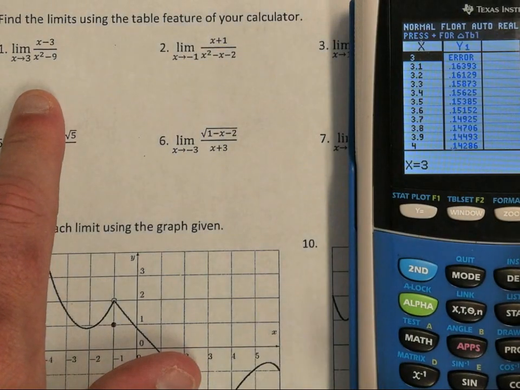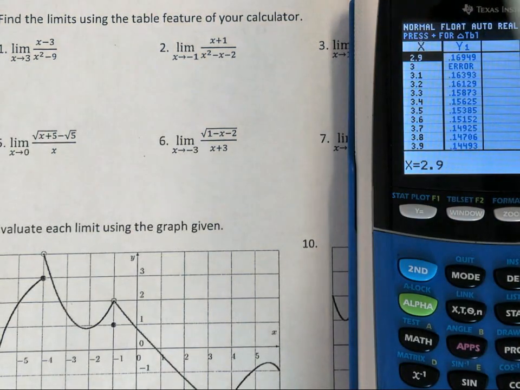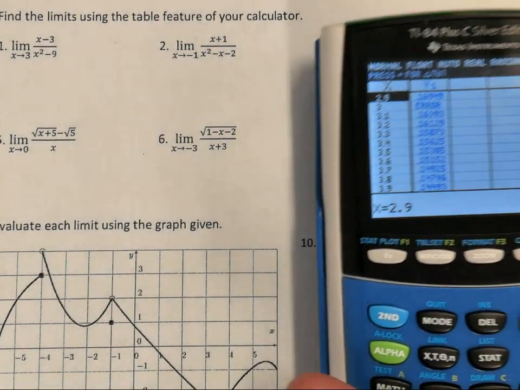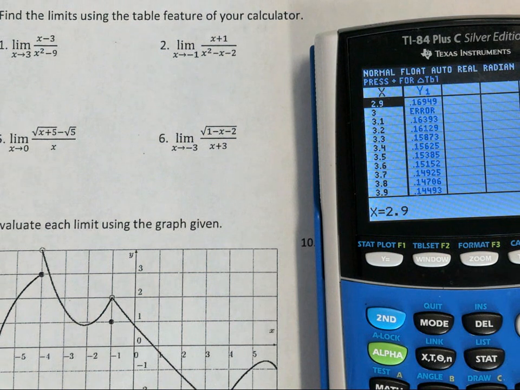All right, guys, on number 1, look up here. When I put that in the table, at 3, I got an error. There's some type of discontinuity going on there. All right, Posky, what type of discontinuity would be going on there? Because I can factor that down and cancel something out. So that means, what's occurring at x equals 3, a hole or an asymptote? A hole. Do y'all see that? Okay, what's a good value that you can put that's approaching here?